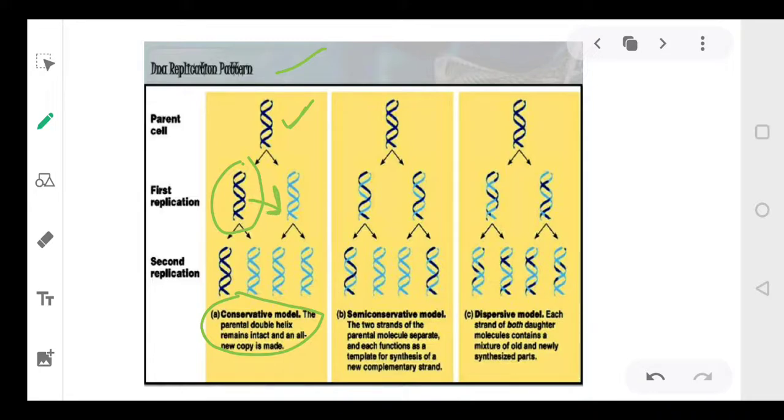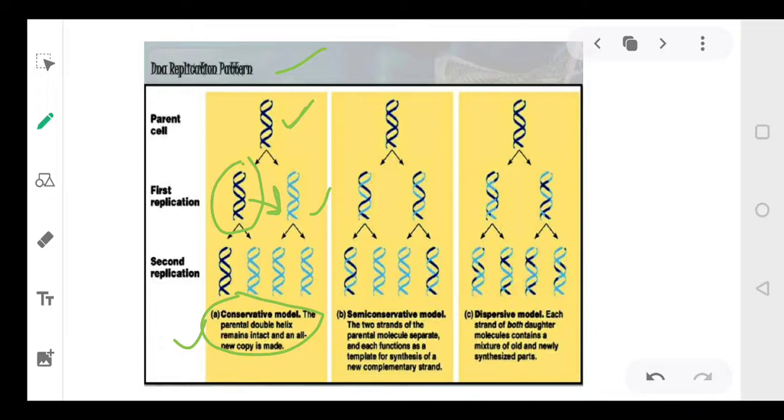Clear? A new DNA will be made completely, and the old or parental DNA will not separate, but this will only act as a template and a new DNA will be made. This model is called a conservative model. In it the parental DNA will not separate and completely new DNA will be formed. Both strands of the DNA will be new.